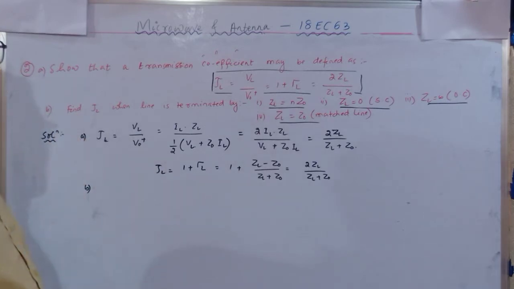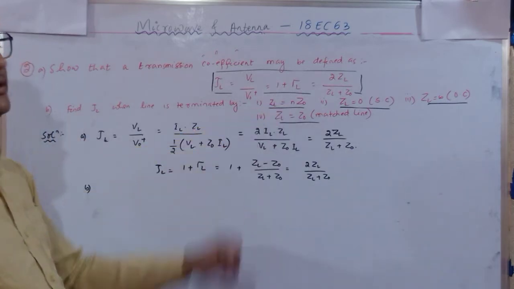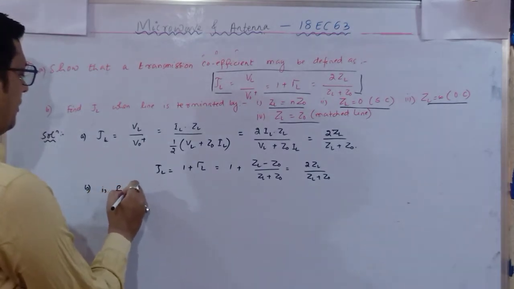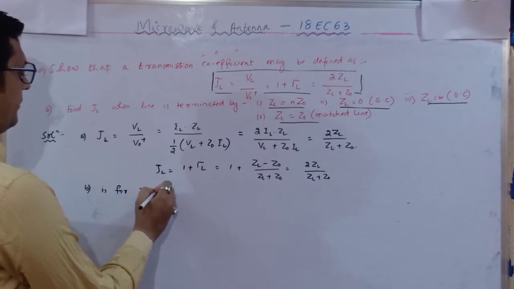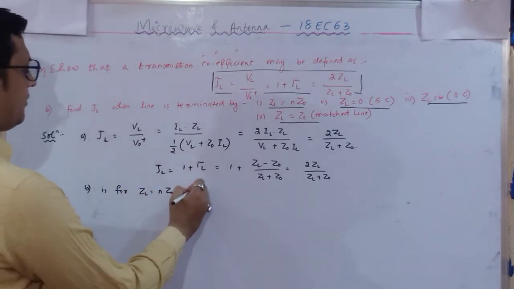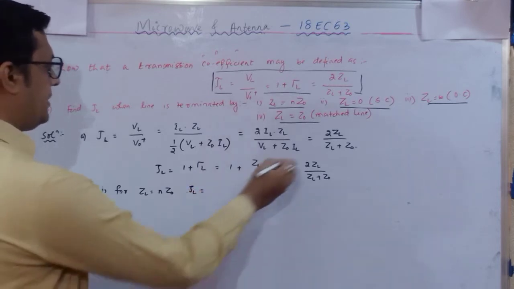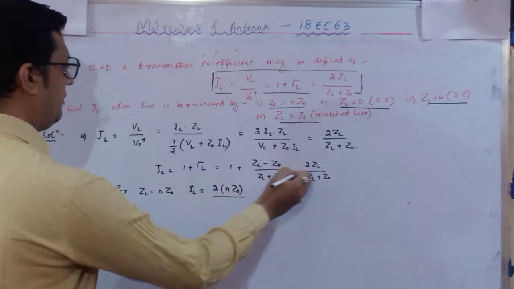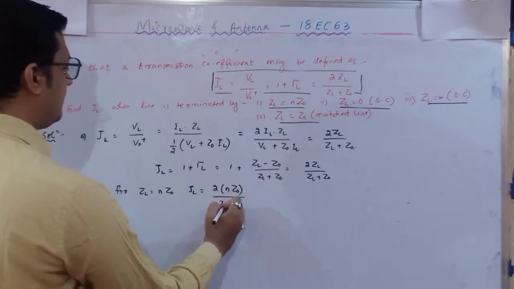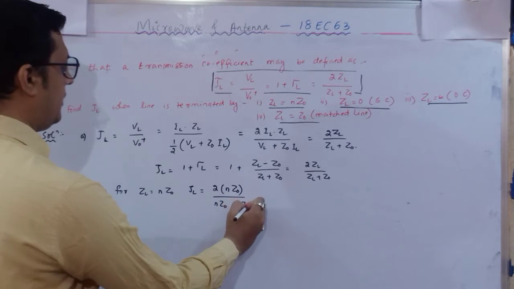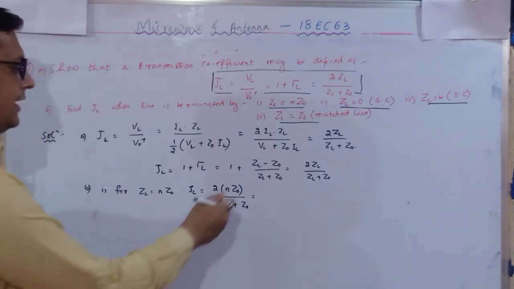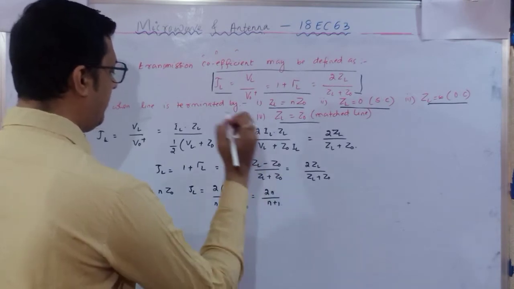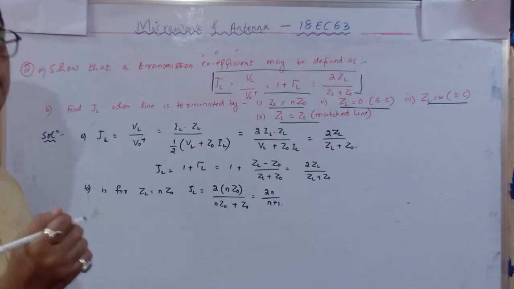Next, we have to find the transmission coefficient if the load impedance is n times of Z0. So for first case, load impedance n times of Z0, then the transmission coefficient is twice n into Z0 whole divided by, in place of ZL substitute n Z0 plus Z0. Okay, take this Z0 common, you will get twice n divided by n plus 1. So this is your transmission coefficient.